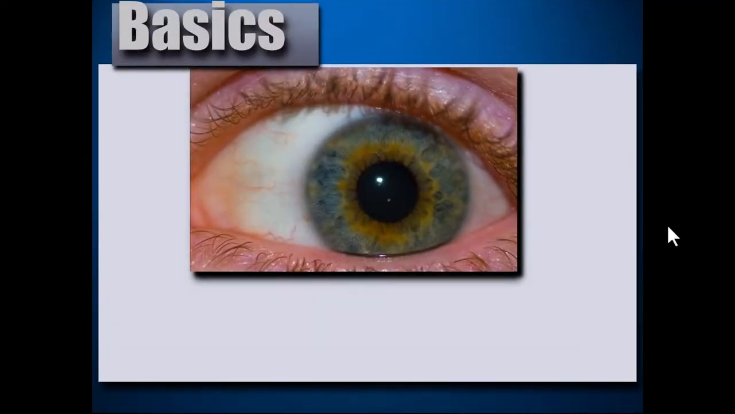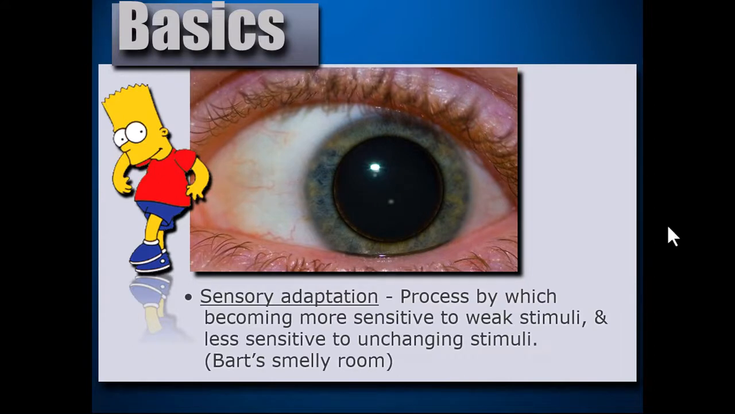Another thing is how we adapt to our environment. If you remember visual encoding and auditory encoding, these things go away. Our sensory memory is very rapid, and so is our detection of senses. Here our pupils are getting larger when we flip on a light. So this is sensory adaptation, the process by which we become more sensitive to weak stimuli and less sensitive to unchanging stimuli. So dark room, you flip on the light, you gradually get used to that light.